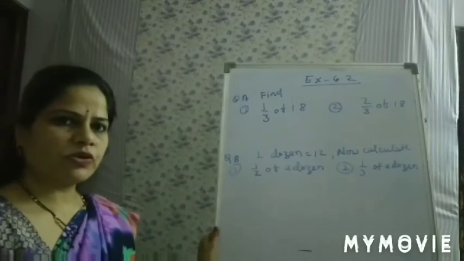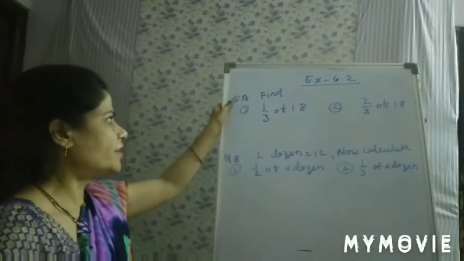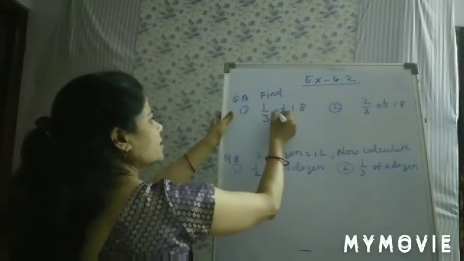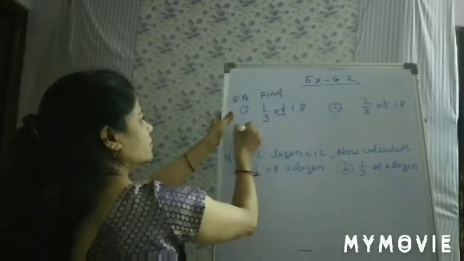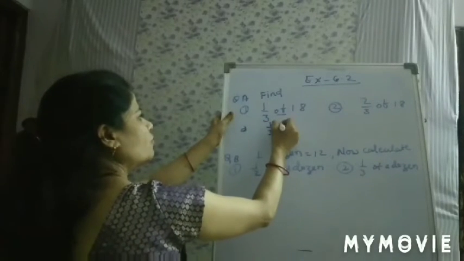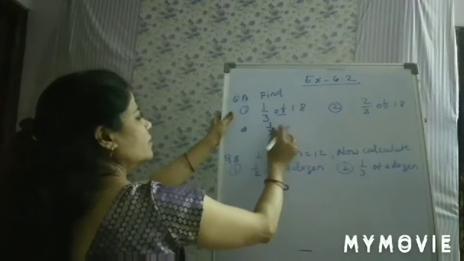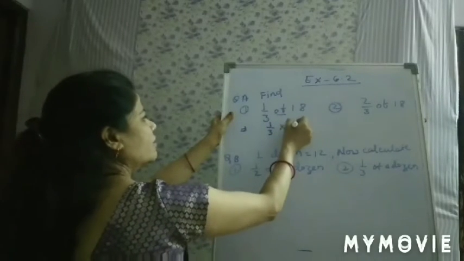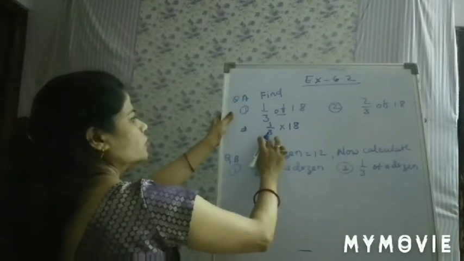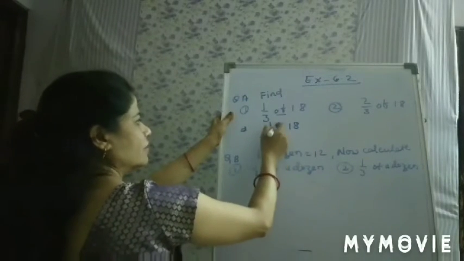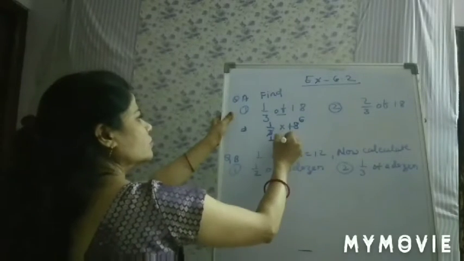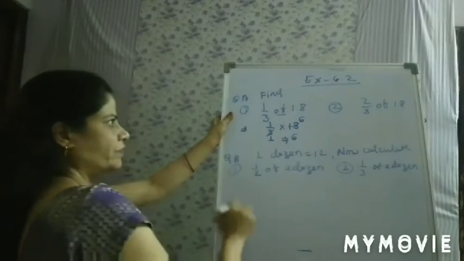Now exercise 6.2 question number A is find 1 by 3 of 18. Here of means the sign of multiplication. So write 1 by 3, at the place of of you have to write the multiplication sign, and write 18 as it is. Now divide 18 by 3. So 3 6s are 18, as you know that 3 6s are 18. So the answer is 6.